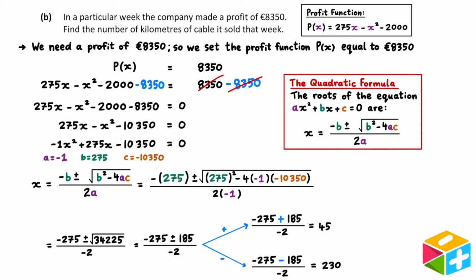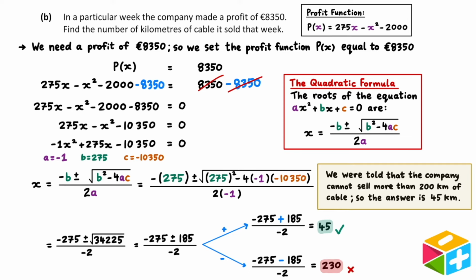At first glance, both of these seem plausible. However, if we carefully reread the top of the question, it mentions that the company cannot sell more than 200 kilometers of cable. So that rules out the 230. So our final answer here is that the company sold 45 kilometers of cable.